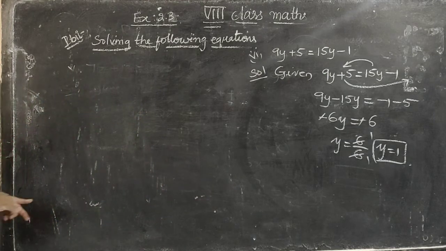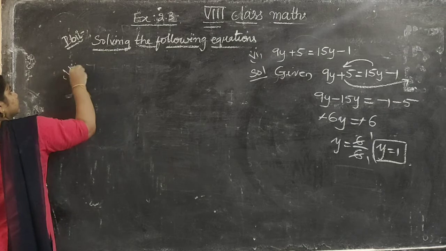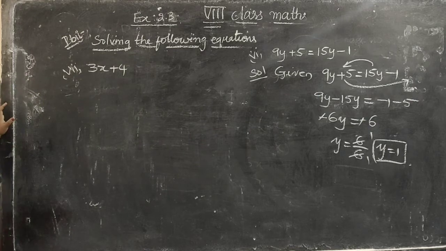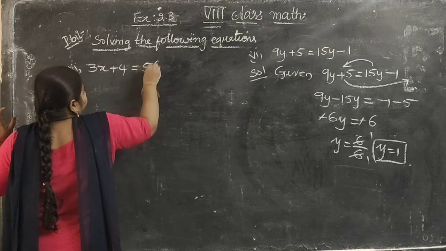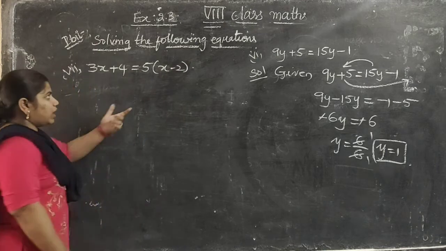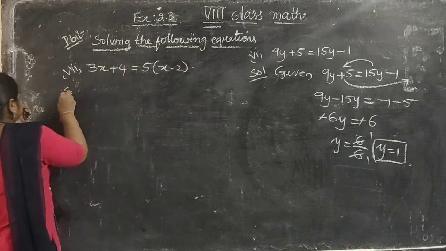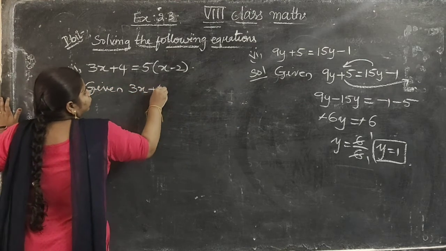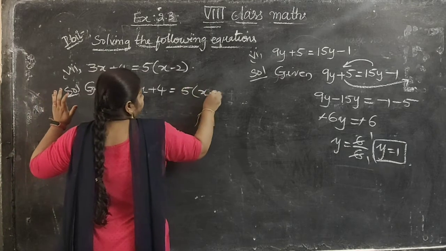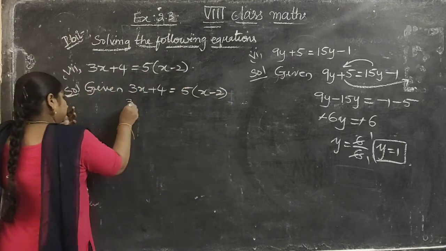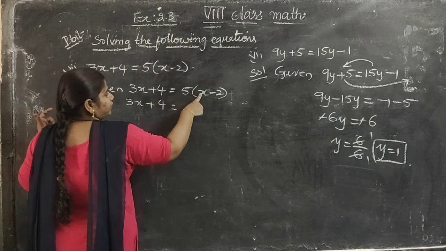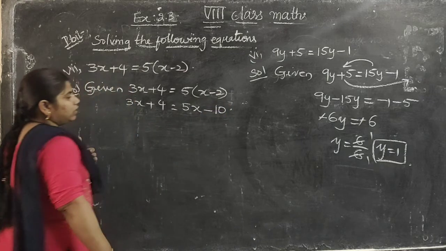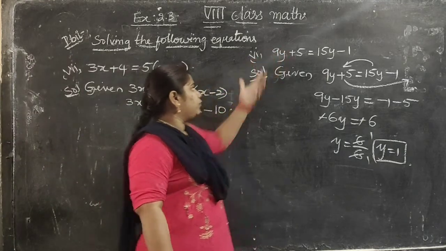Next one. That is 3x plus 4 is equal to 5 into x minus 2. So first we have to multiply these two terms. 3x plus 4 is equal to 5 into x minus 2. First multiply this. 5 into x is 5x, minus 5 2s are 10.